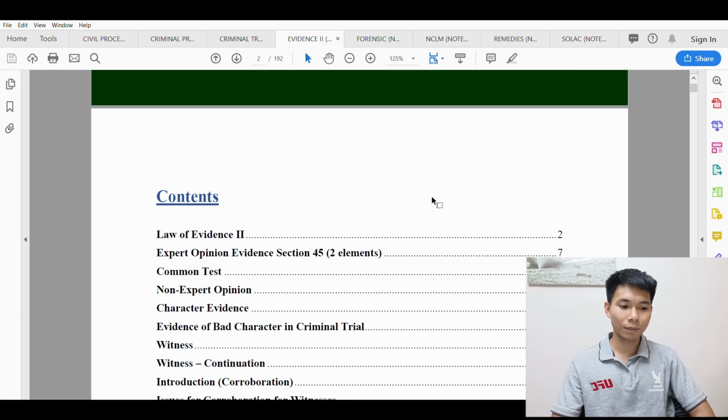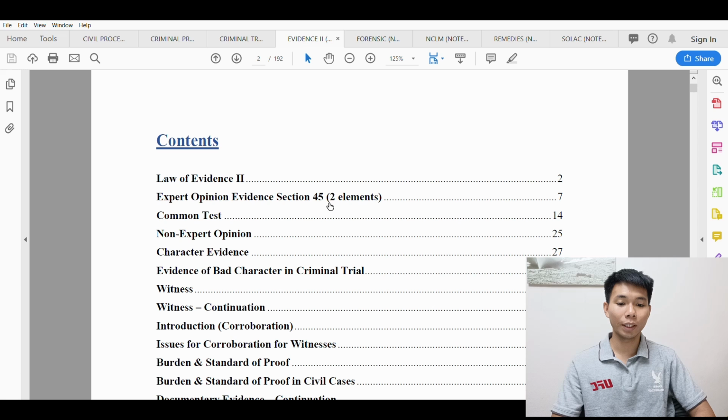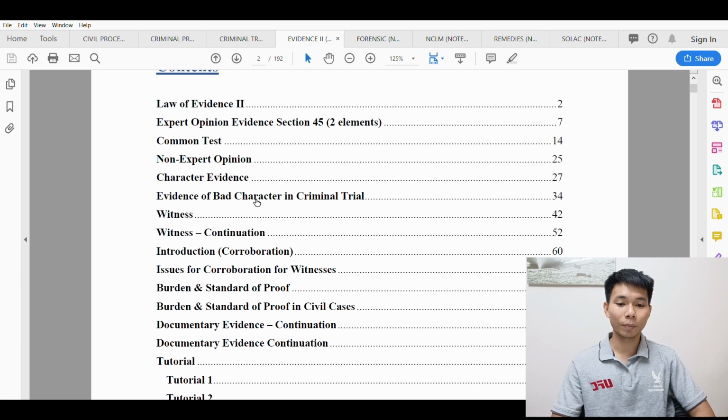And what this subject is focused on will be expert opinion, non-expert opinion, bad and good character of a person. Can you tender the bad character of a person in court? We have the witnesses, whether they are given privilege or not. And then we have corroboration. We have to support an evidence with another evidence to prove the cogency of what we are submitting.